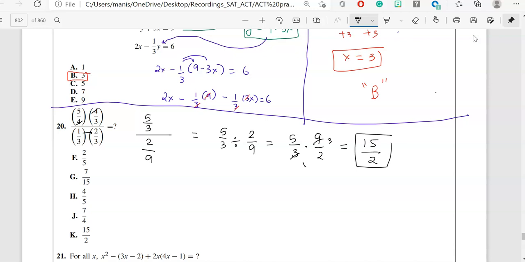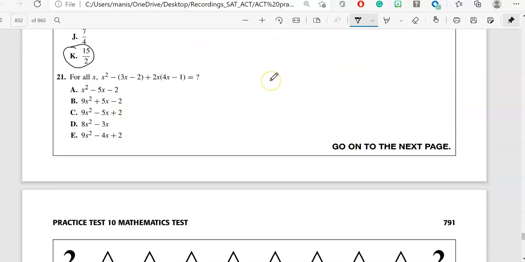Do you see any answer choice which looks like 15 over 2? Yes. Choice K is the correct answer choice for this question. So now let's look at question number 21.